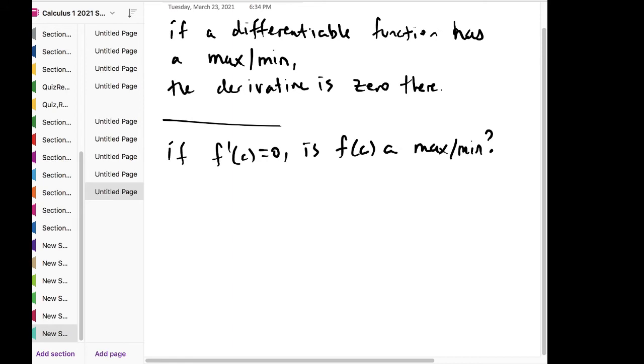So anyone have an answer to this? If f prime of c is 0, does that mean that f of c is a max or a min? No, correct. Can you think of an example where this is not true?